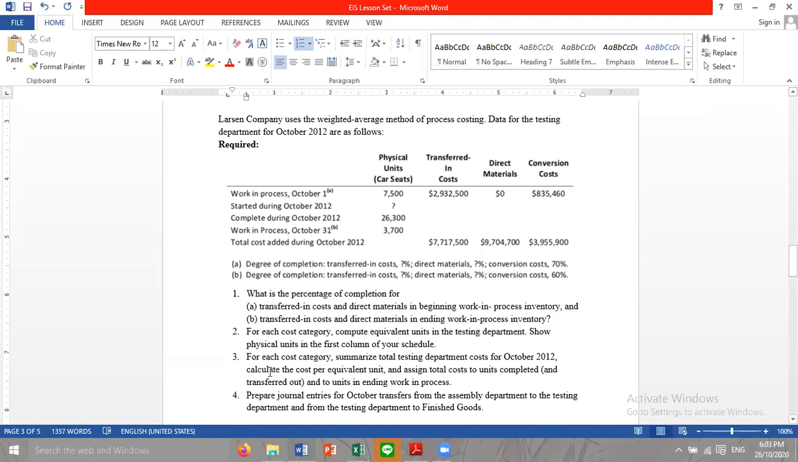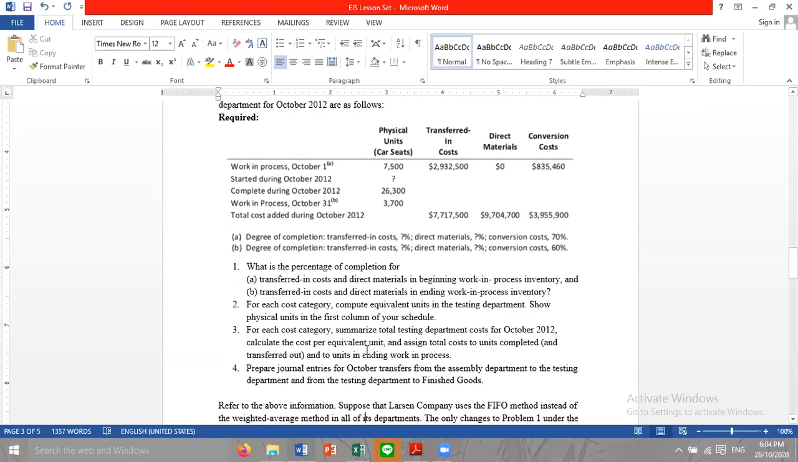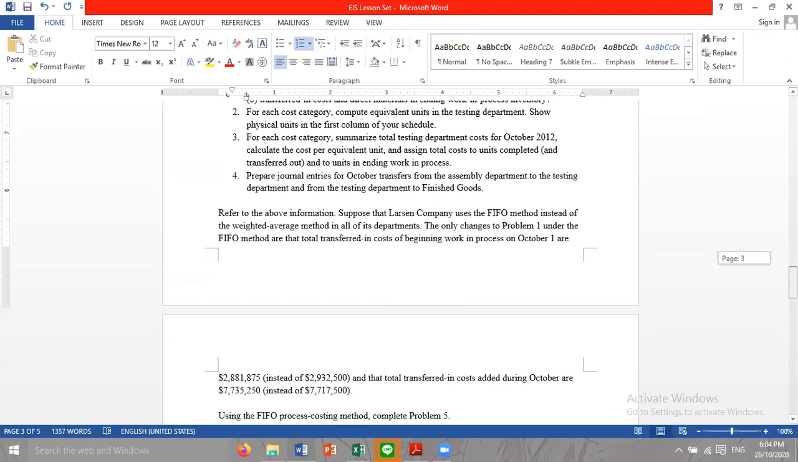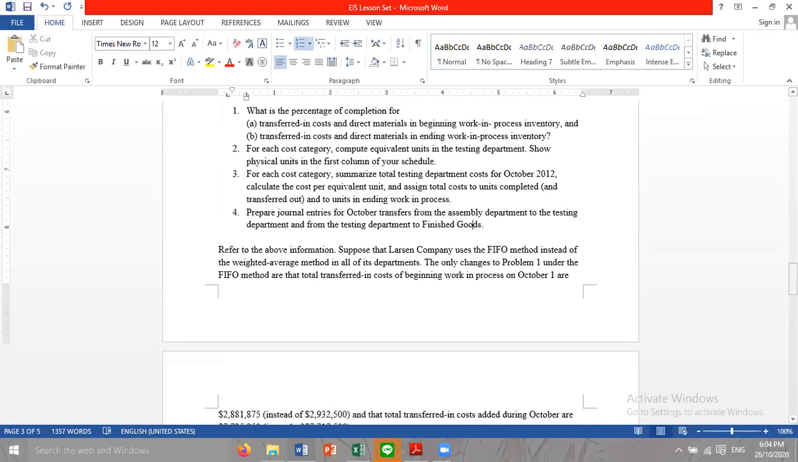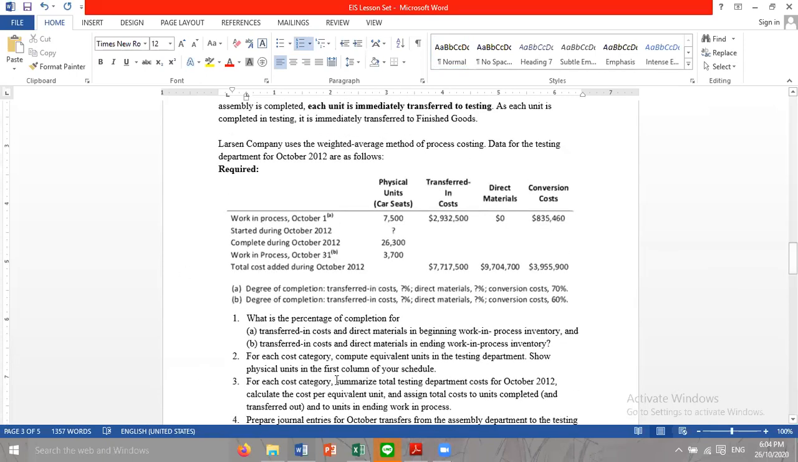Three, for each cost category, summarize total testing department cost for October 2012. Calculate the cost per equivalent unit and assign total cost to units completed and transferred out and to units in ending work in process. And four, prepare journal entries for October transfers from the assembly department to the testing department and from the testing department to finished goods. Then we have additional information, which we will see later. Since this is a different problem, we can categorize it as problem 4B. So we'll tackle this one by one.